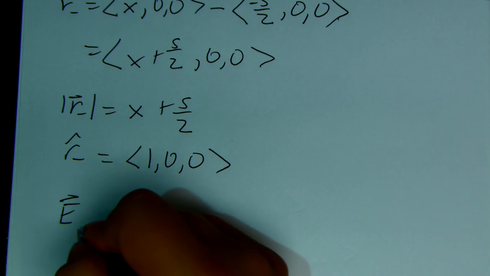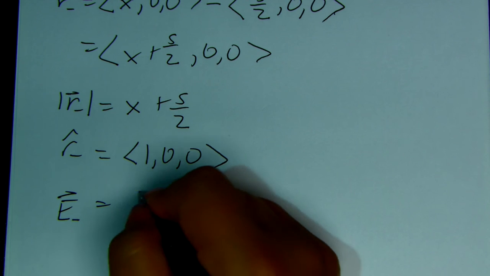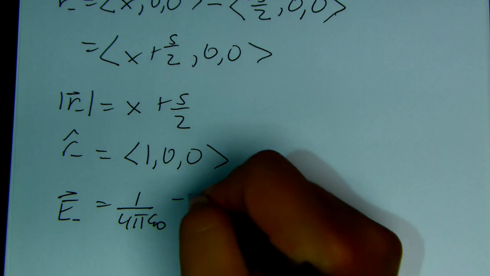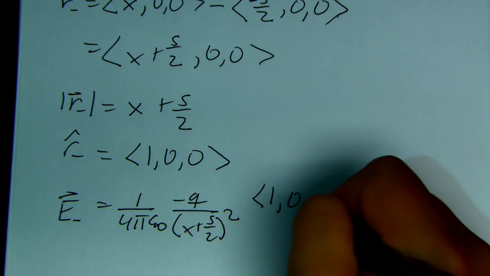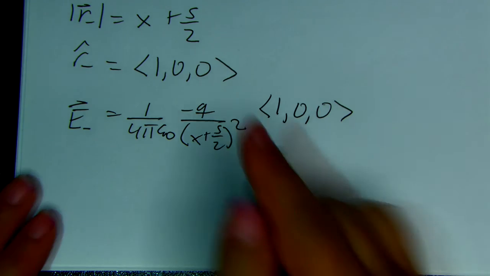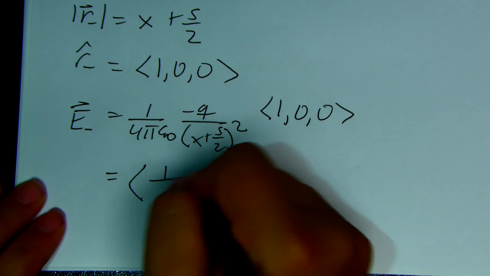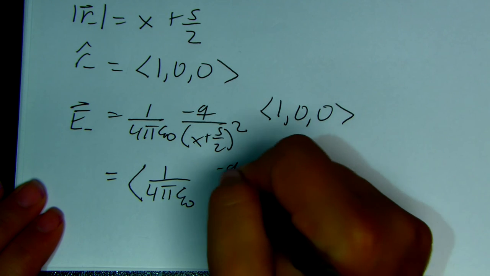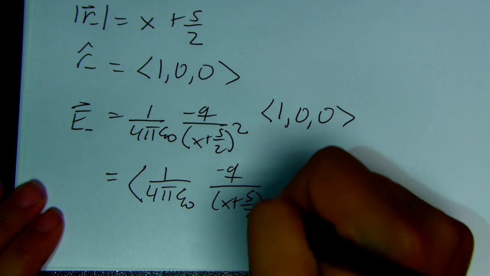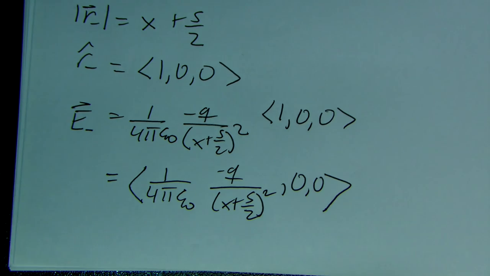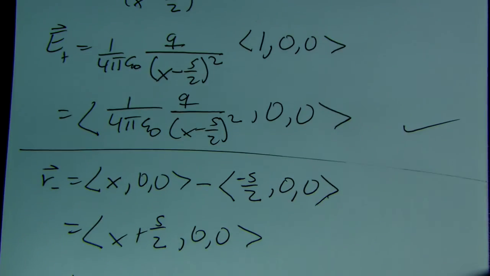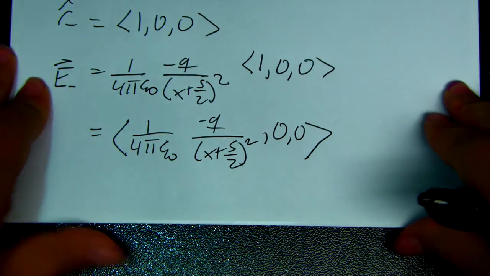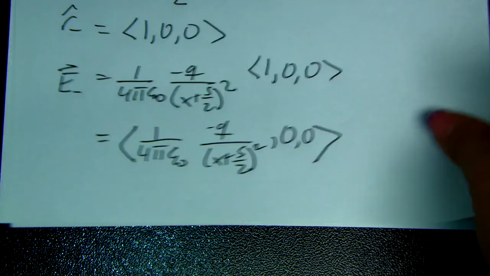All right, so E minus is equal to 1 over 4 pi epsilon naught times minus q over x plus s over 2 quantity squared times 1, 0, 0. And in vector form, this is 1 over 4 pi epsilon naught minus q over x plus s over 2 quantity squared, 0, 0. Okay, so now that we have the two components of our electric field, E plus right there and E minus right here, we can sum them together using the superposition principle to get the electric field of the dipole on axis.